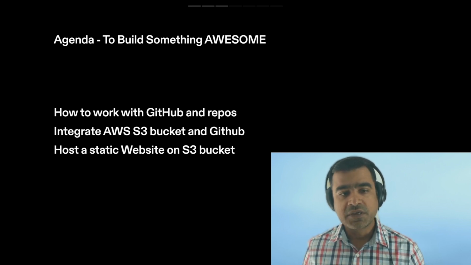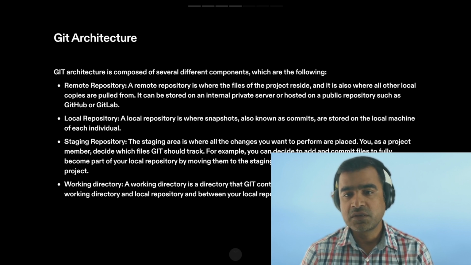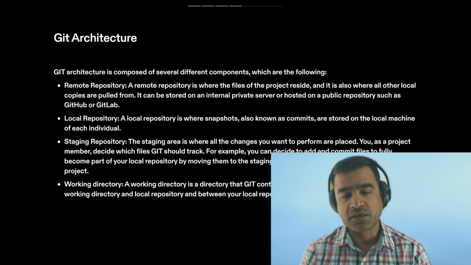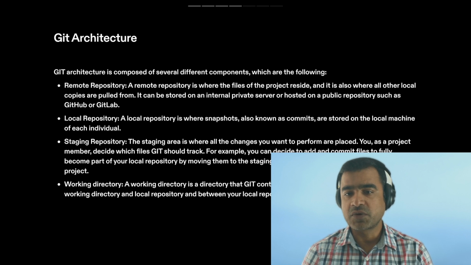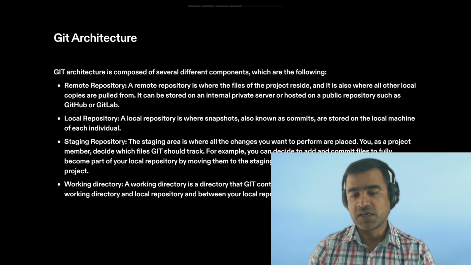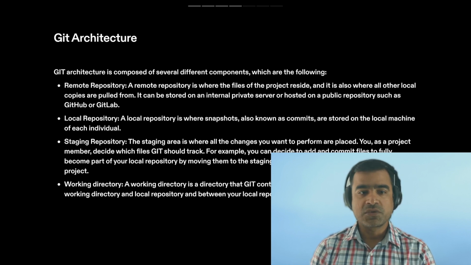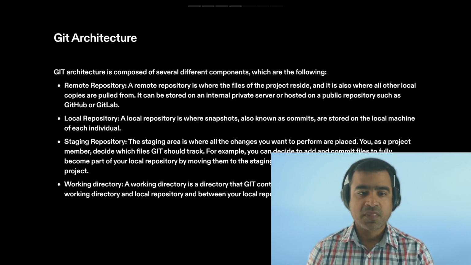Let's quickly recap GitHub architecture. Git architecture is composed of several different components, which are the following. Remote repo, that's your UI, right? The github.com when you go. A remote repo is where the files of the project reside, and it is also where all other local copies are pulled from. It can be stored on an internal private server. So GitHub offers enterprise services also. So that's where you can have an internal private server or hosted on a public repo such as GitHub or GitLab.